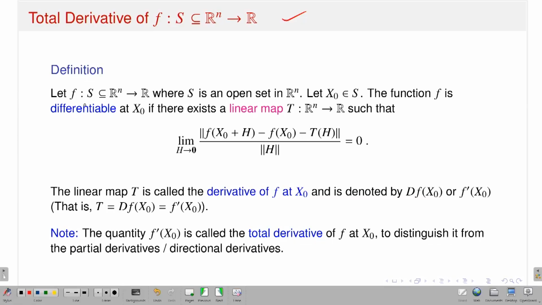Once I have this observation from real to real, I can easily extend this definition in the context of Rn to R, and that will give you the notion of total derivative. This is the definition of total derivative. Start with a function f from some open set S subset of Rn to R. Let x naught belong to S, and I would like to talk about the existence of the total derivative at the point x naught. I am saying that the function f is differentiable. Look, I am just talking about differentiable, no partial, no directional, nothing.